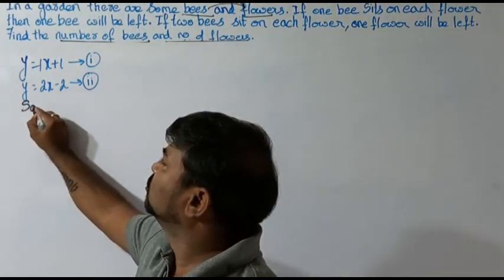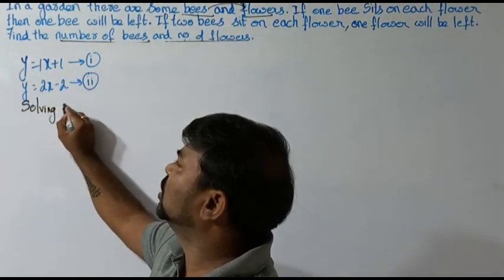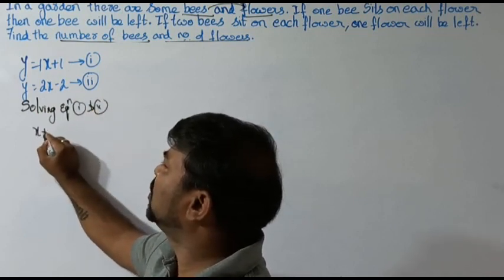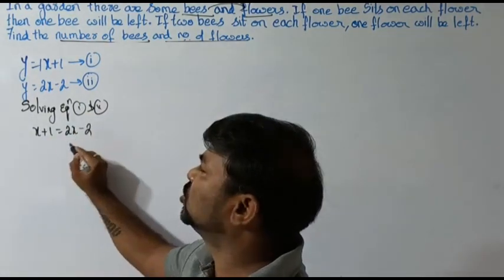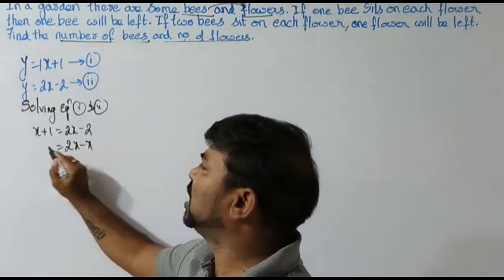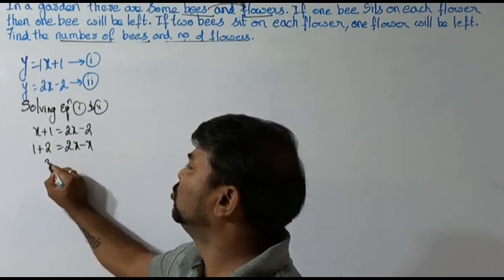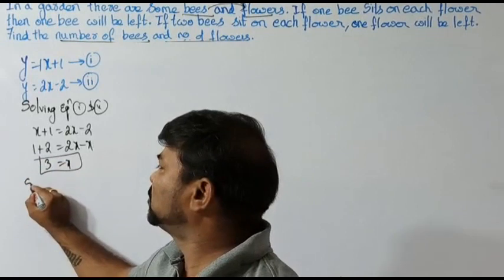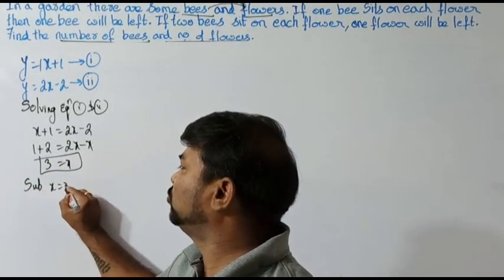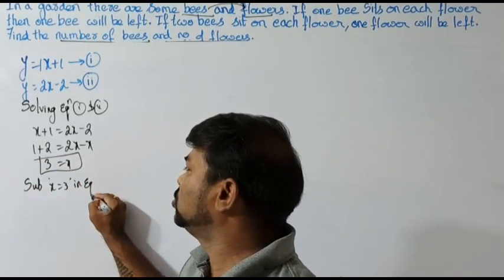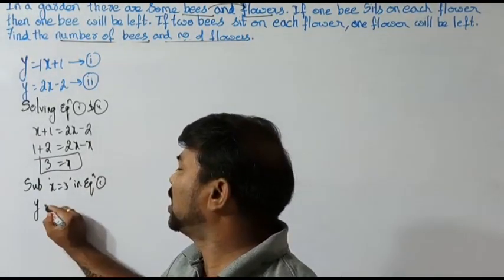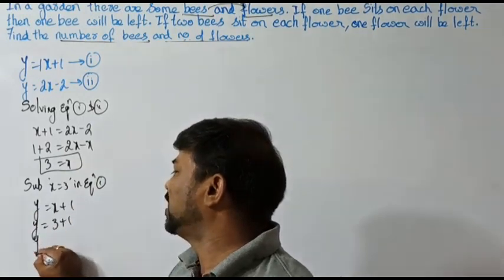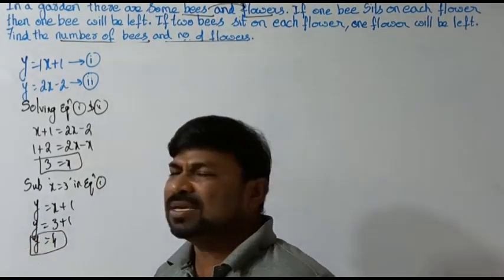So solving equations 1 and 2, there are no issues, directly we can solve it. So let's equate that. x plus 1 is equal to 2x minus 2, 2x minus x is equal to 1 plus 2, so x equals 3. Right away we are solving it. Now substituting x equal to 3 in equation 1, there is no issue in that. We straight away get y is equal to x plus 1, y is equal to 3 plus 1, y is equal to 4.